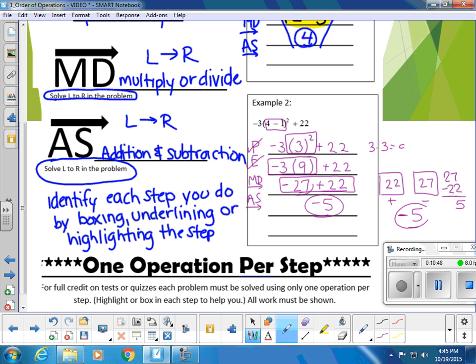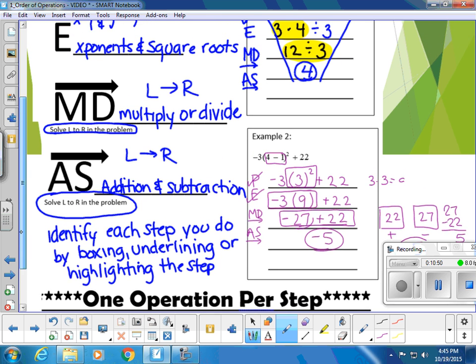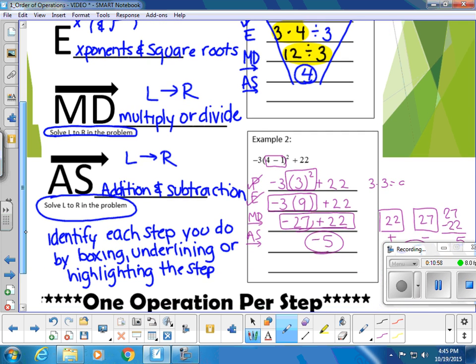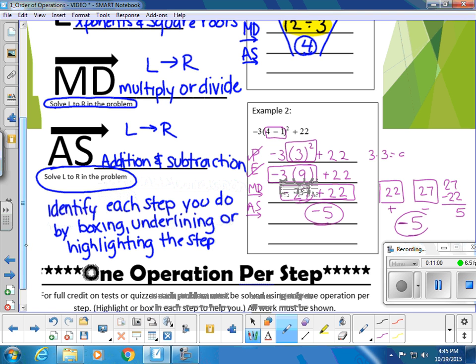So I've shown you two ways that you can highlight your step, either using a highlighter like I did in example number 1, or you can use boxes like I did in example number 2. Some people like to box in different colors. If you like to use different colored pens, you can do your work in pencil and then box what you're doing in a different colored pen so it's very clear.